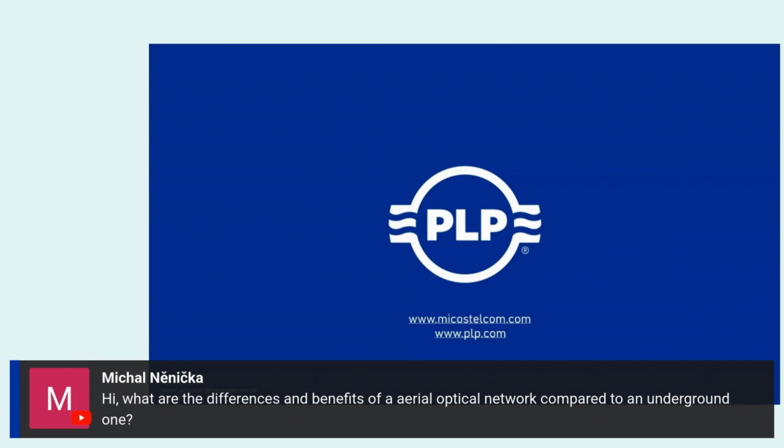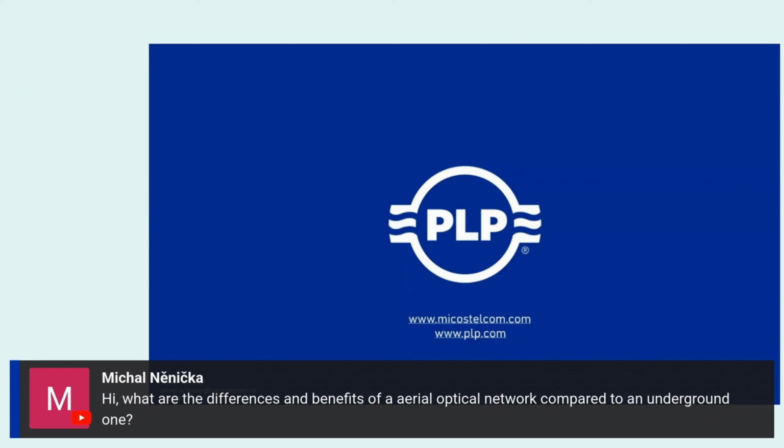Second one is time, because if you want to dig, you need to get so many permissions. And third reason is installation time. It means it's easier to do the installation in an aerial network, where everything is accessible by a ladder or crane or whatever, than if you have it under the ground in the chambers. So those are the main differences between the aerial and underground network.